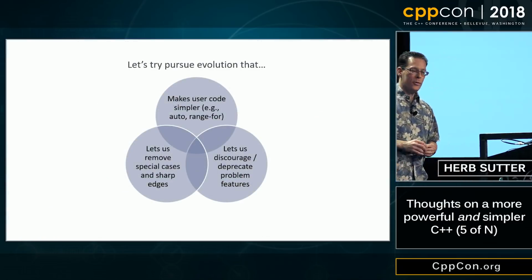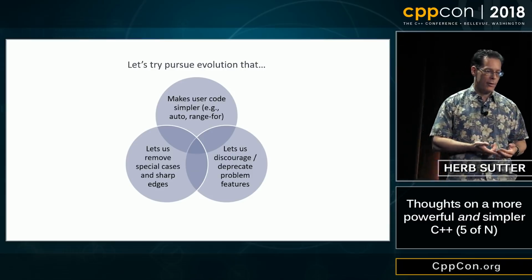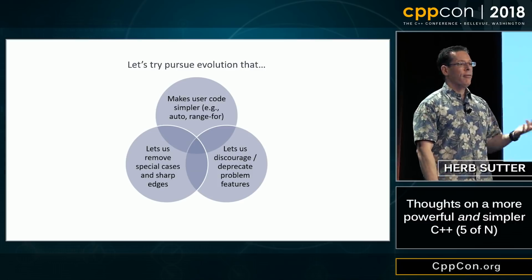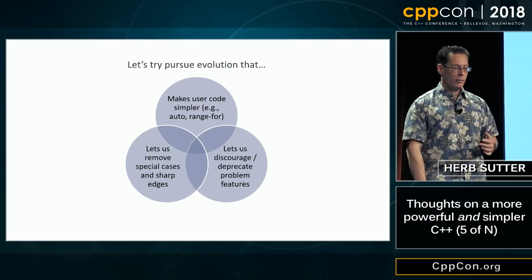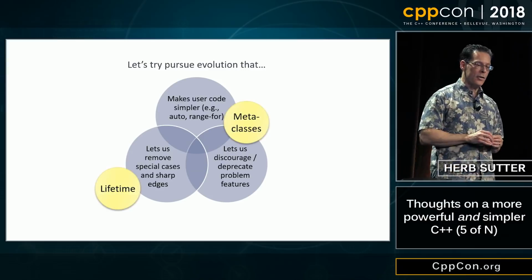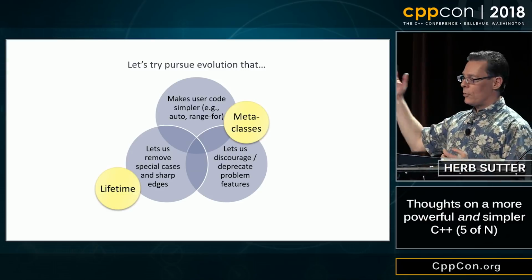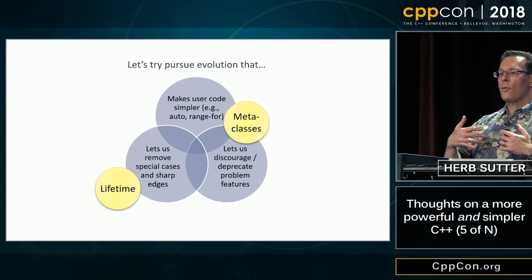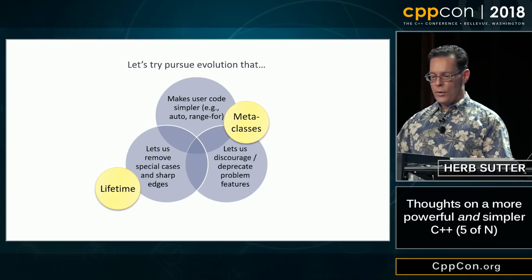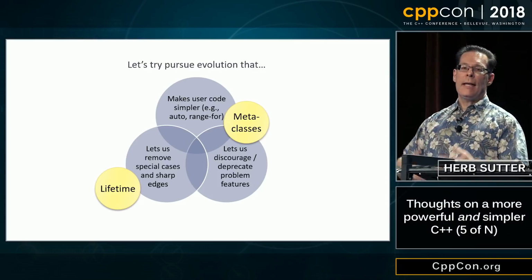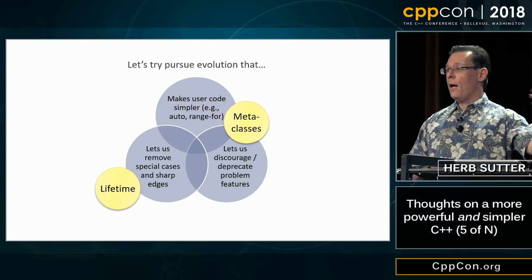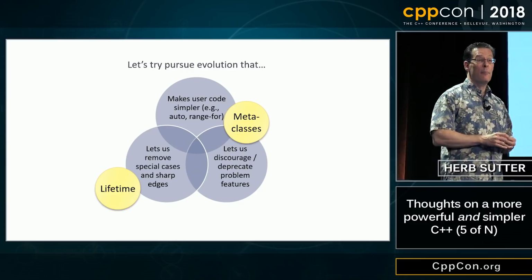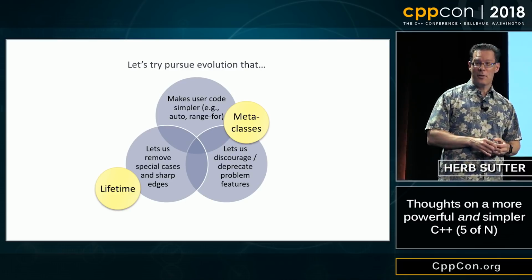So let's try to pursue C++ evolution that makes user code simpler through abstraction, removes special cases and sharp edges, and lets us start to get rid of things, to deprecate or at least discourage older features that are less good, like macros. And lifetime targets that I've talked about targets the lower left, metaclasses target the other two. And hopefully these are ways that with these and other features, we can continue making C++ a simpler language for us all in the coming years. And I think that would just be great for the industry, for all of us, and for everyone. And we'd have a lot more fun in the language, too, that we already enjoy so much.